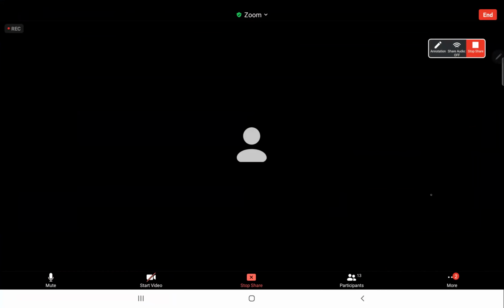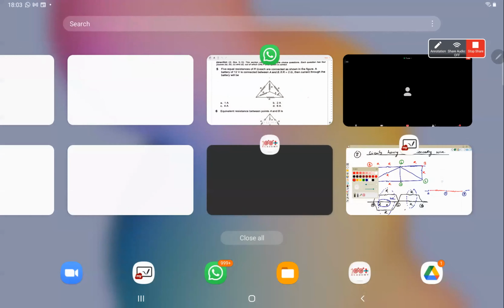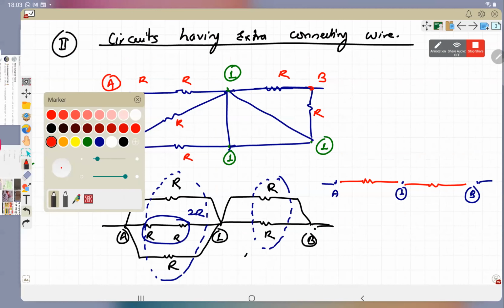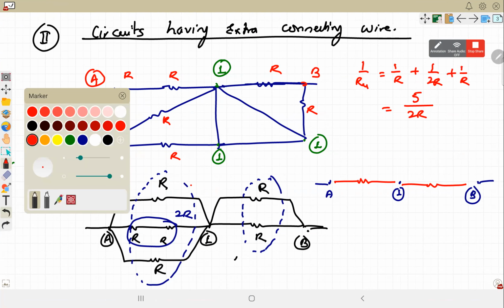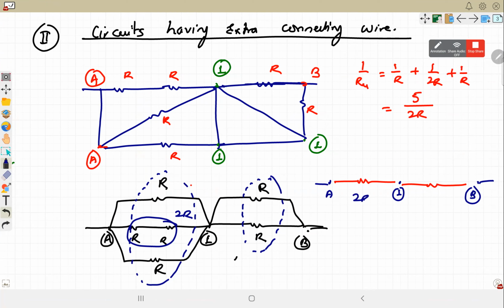Yes. So what is the resistance between A and 1? R, 2R and R. These three are in parallel. So 1 upon R equivalent is 1 upon R plus 1 upon 2R plus 1 upon R. That becomes 5 by 2R, I think. So equivalent resistance will become 2R by 5. And in the other one, R and R in parallel become R by 2, and these two will be in series. So 2R by 5 plus R by 2, which is 9R by 10.